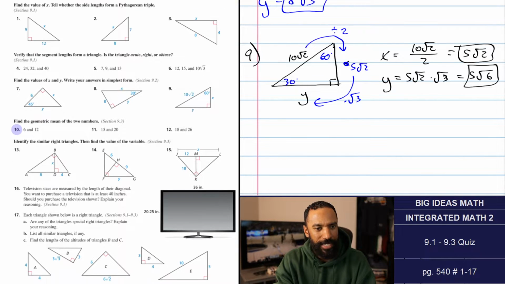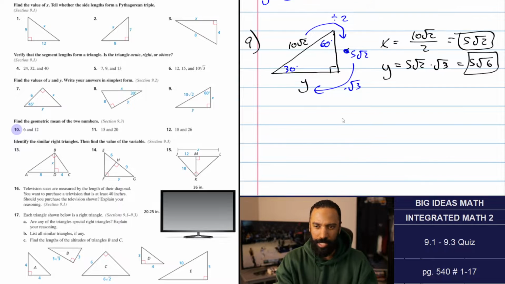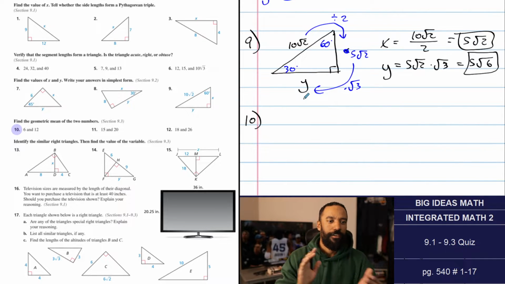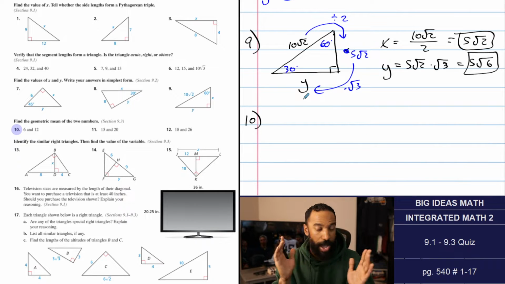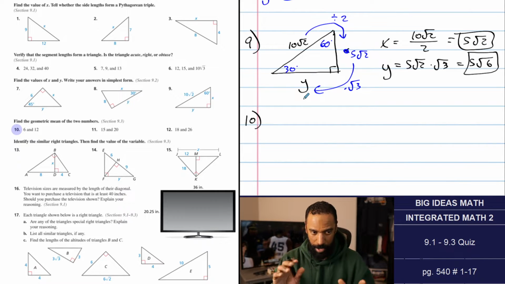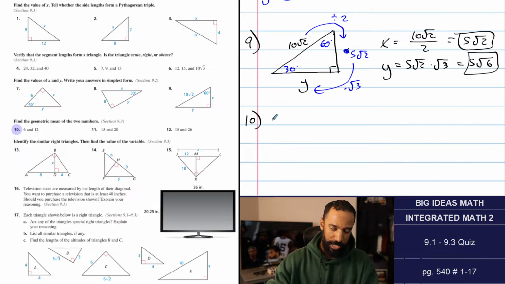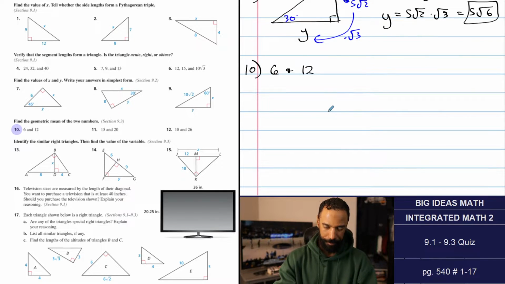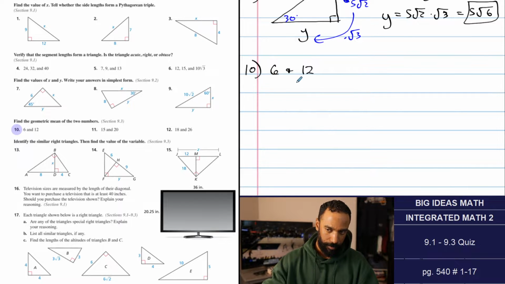All right, numbers 10, 11, and 12. And these actually were not on my worksheet review, although I did talk about geometric mean for a completely different reason. Find the geometric mean of the two numbers. Now, I'm going to set it up in the proportion basis of this. 6 and 12. Finding the geometric mean, I'll set up the proportion.